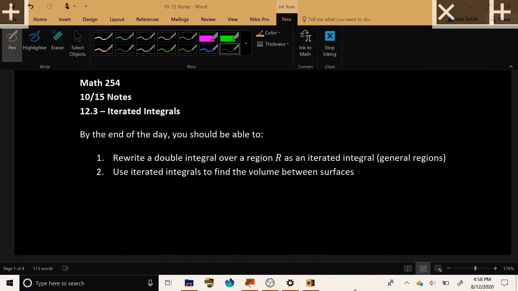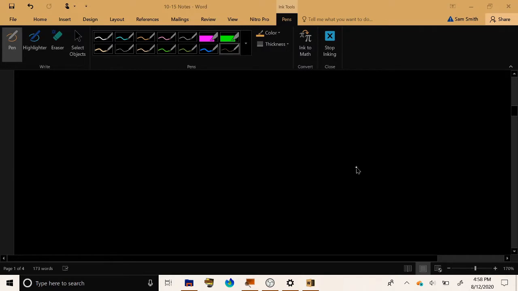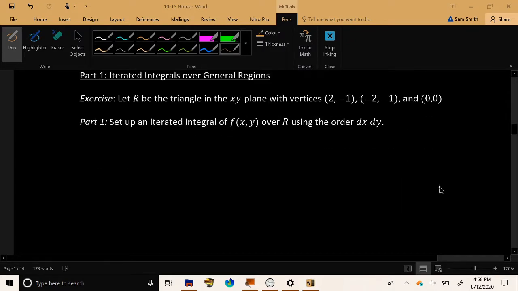Alright, we're back talking more about iterated integrals, and our goals for today are to take slightly more complicated regions and set up iterated integrals for those regions. And then we want to continue to use iterated integrals to find net volume under graphs and to even find the volume between two different graphs, sort of like we found the area between two functions back when we were working in Calculus 2. So let's go ahead and get started with the following exercise.